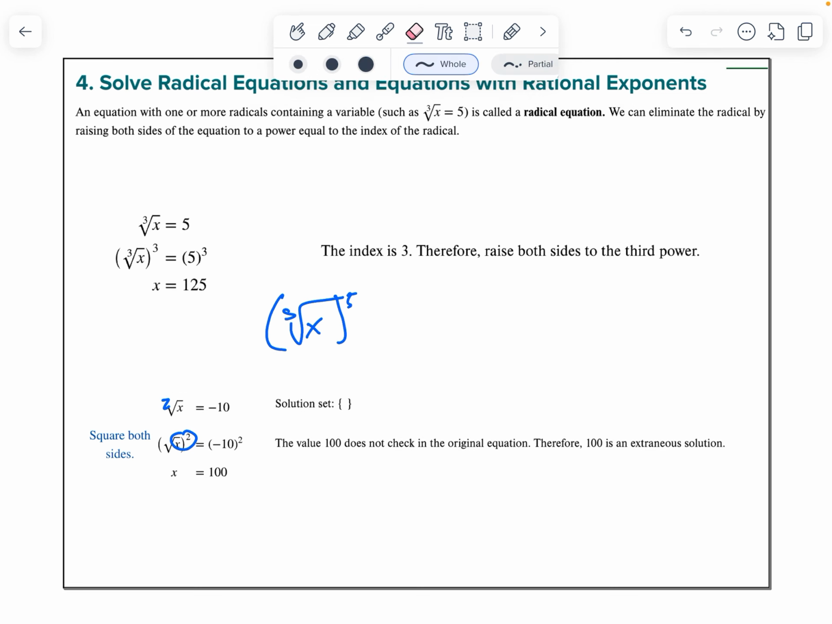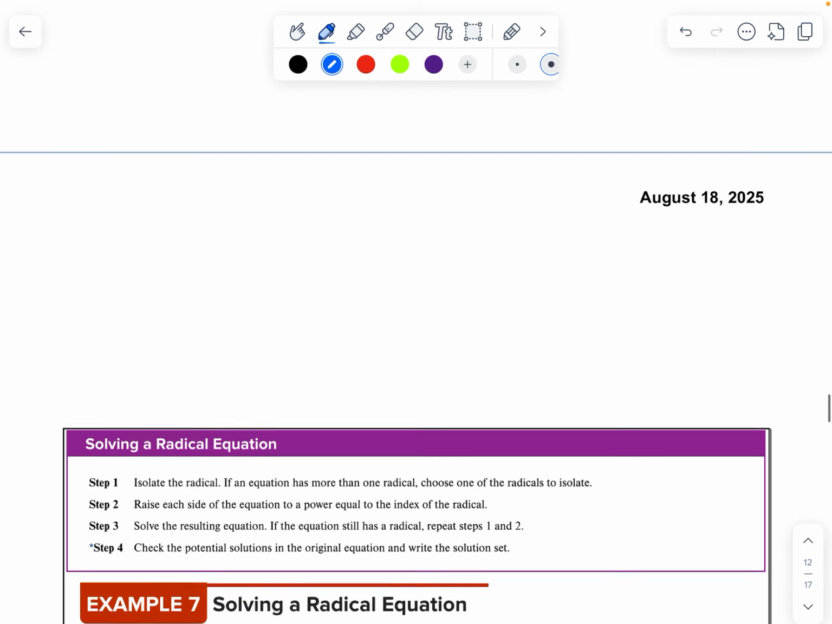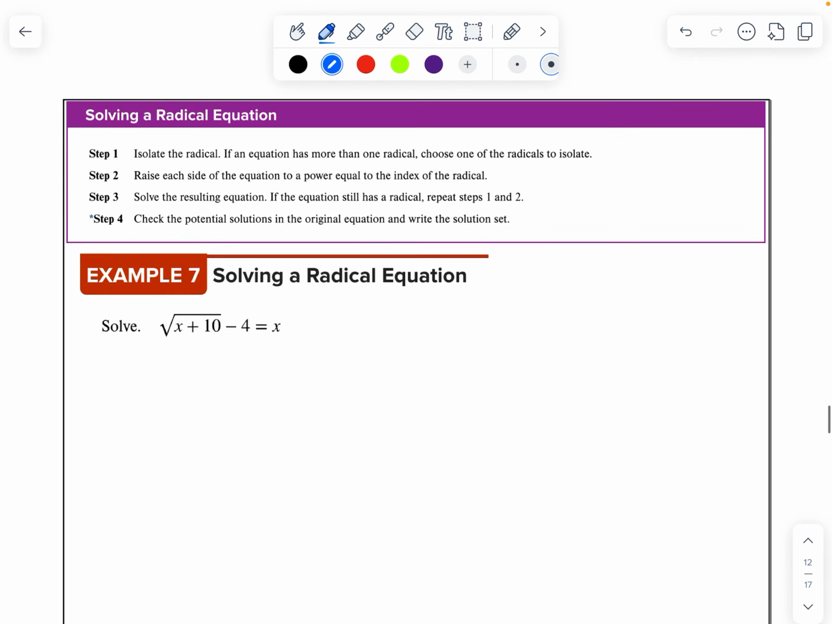You know that anytime you do an even power, it's going to turn something into a positive, right? And so with these, you also want to go and check your answer. You really want to check your answer, especially if they have an even root and you're having to do an even power. All right, here's our workflow.